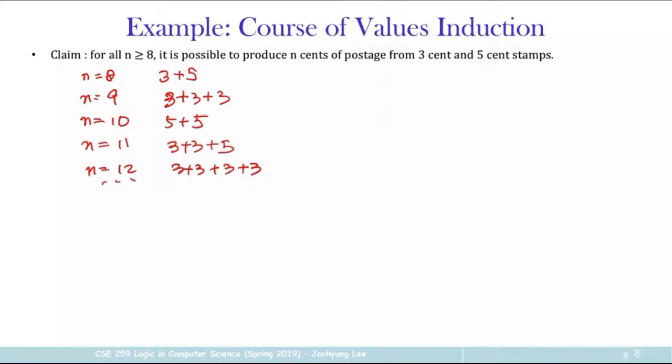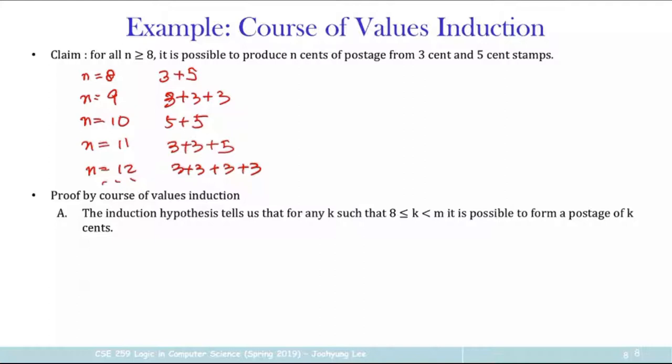All right. So how do we prove it? The proof is by course of values induction. The induction hypothesis tells us that for any k, note here that k actually starts from 8. So the induction is not starting from 1, unlike the previous example, but that is okay. The induction hypothesis tells us that for any k greater than or equal to 8, if k is less than m, where m is the number that we want to prove, then by course of values induction, P of k should hold.